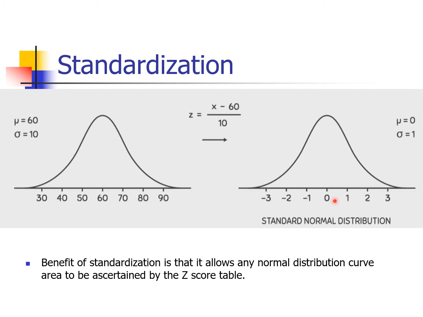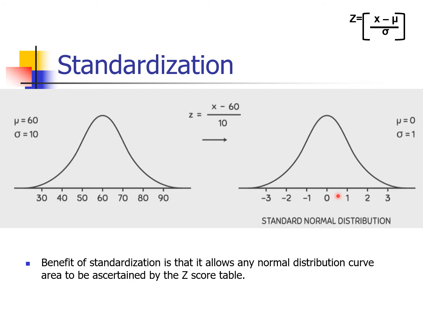The benefit of standardization is that it allows any normal distribution curve area to be ascertained by the z-score table. The standard z-score table can be used to find probabilities for any normal curve problem that has been converted to a z-score. The Z distribution is a normal distribution with mean of 0 and standard deviation of 1. Any value of x that is one standard deviation above the mean has a z-score value of 1.